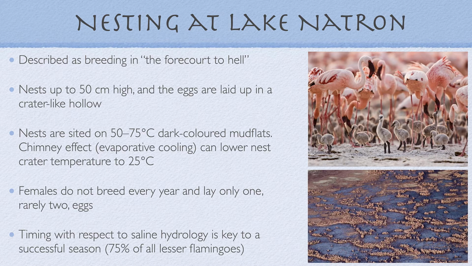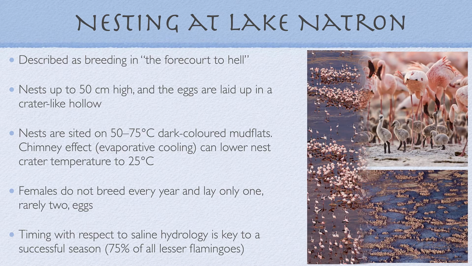Once again, rather inhospitable for any sort of predator to come out and reach the nesting site. Now, the females don't breed every year. It depends on feeding conditions and the health of the population. And when they do breed, they lay only one or, more rarely, two eggs in the nest crater. Timing of that breeding is most successful when it's done in combination with the evolving saline flat hydrology in Lake Natron.